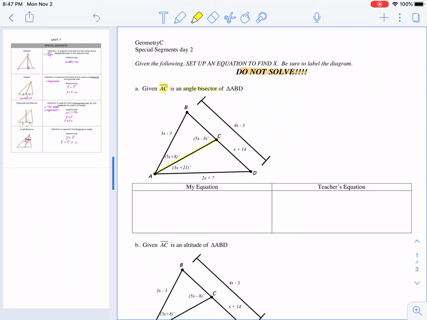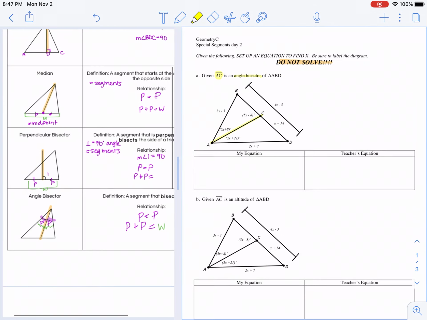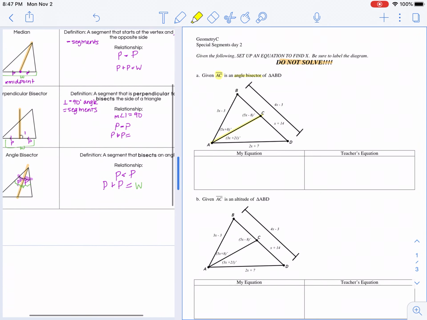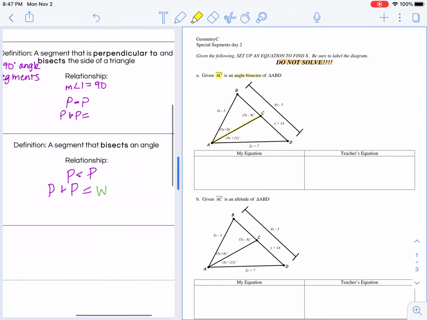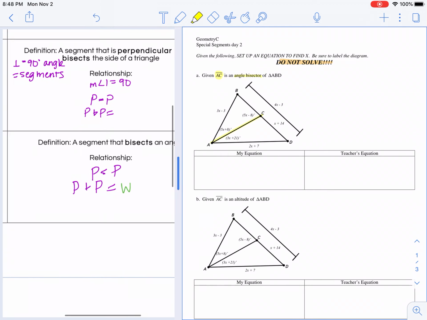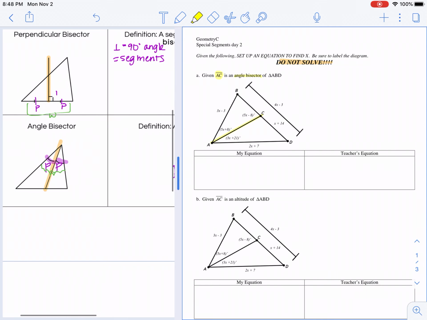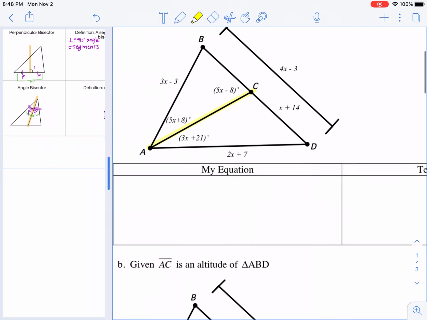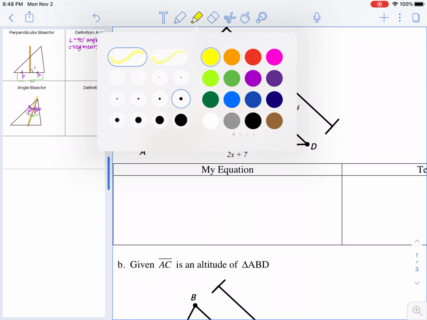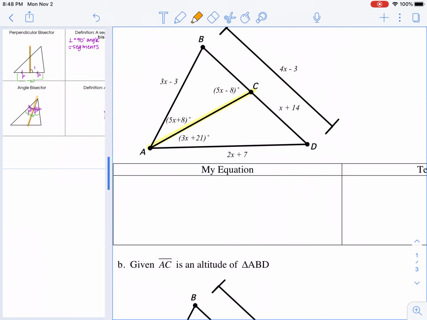So what I'm going to do is go over to my foldable and zoom in, and I'm going to see that an angle bisector bisects an angle. So I can do part equals part or part plus part equals whole. When I look at that picture, I notice that that angle is at the vertex of it. So when I go over here, I'm going to look at AC, and I'm going to identify that it's bisecting this angle here with the vertex at A.